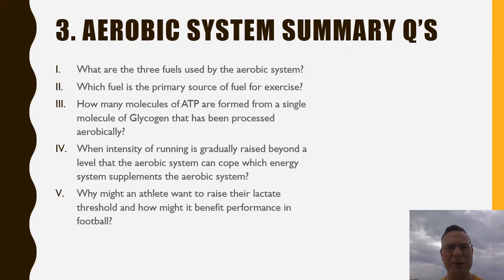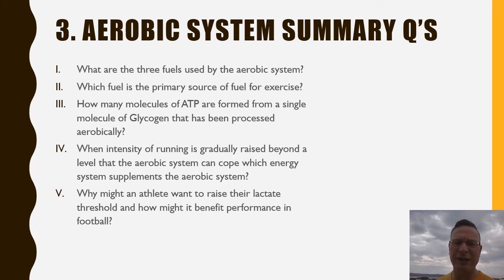So I've got some summary questions here. What are the three fuels used by the aerobic system? Which fuel is the primary source of fuel for exercise? How many molecules of ATP are formed from a single molecule of glycogen that has been processed aerobically? When the intensity of running is gradually raised beyond the level that the aerobic system can cope with, which energy system supplements the aerobic system? And why might an athlete want to raise their lactate threshold, and how might it benefit their performance? So pause the presentation and have a look at that.